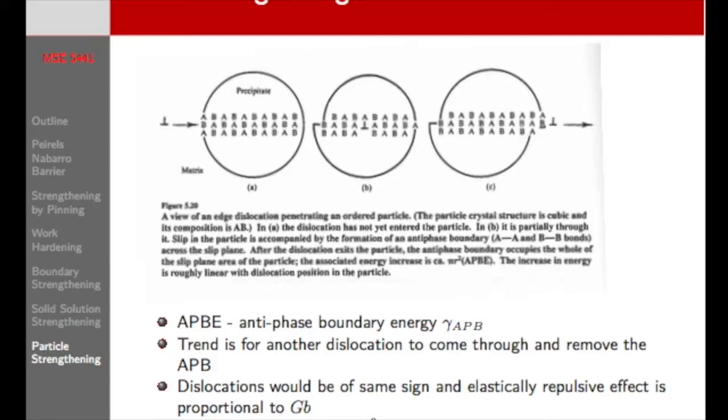And then an important one that we have to think about is order strengthening. So here's a schematic.